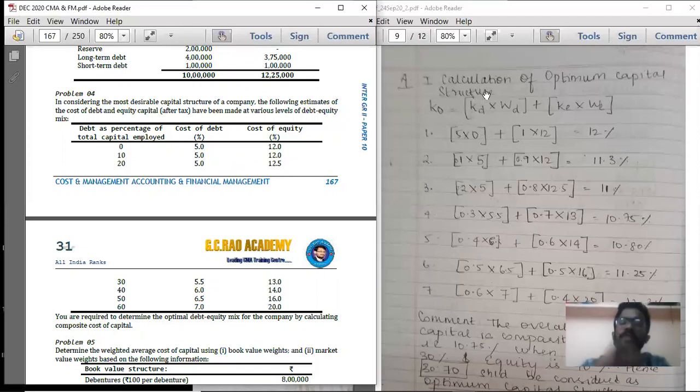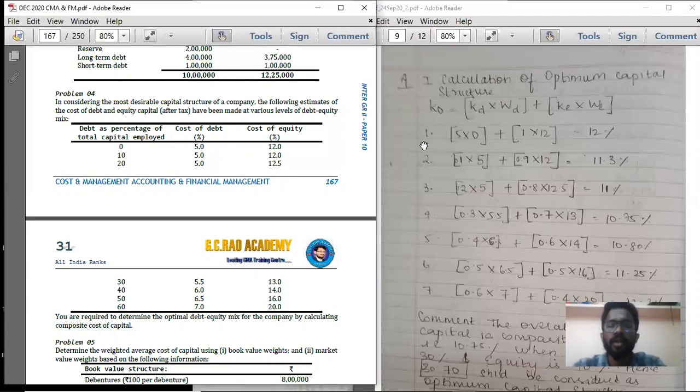So within bracket, KD into WD, close the bracket, plus open a bracket, KE into WE, close the bracket. So cost of debt into weight of debt plus cost of equity into weight of equity. That is called overall cost of capital. So below that, we should go one by one. That is, for all 7 situations, we should find the overall cost of capital.